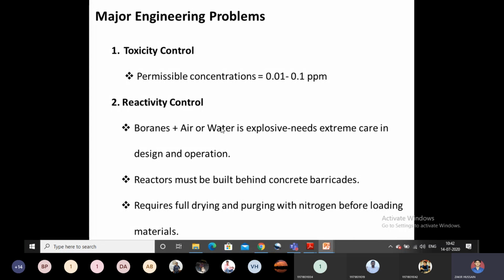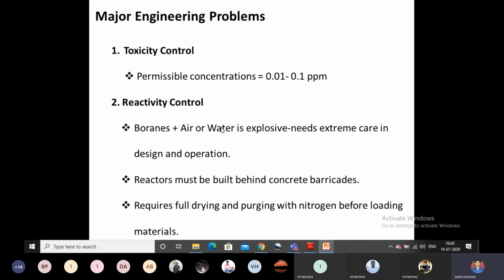Borane compounds are very highly reactive compounds. Whenever it reacts with air or with water, it will give you highly disastrous reactions which will just explode like anything. So extreme care must be taken in designing the reactors, and at the same time in the operation of these reactors. In order to control this reactivity, before charging any of the reactant into the reactor, we need to purge that reactor using an inert atmosphere like nitrogen or argon.